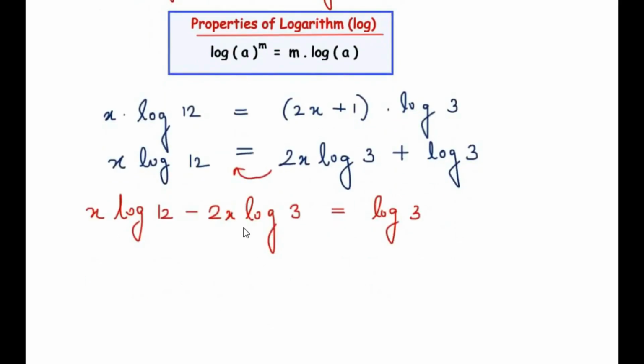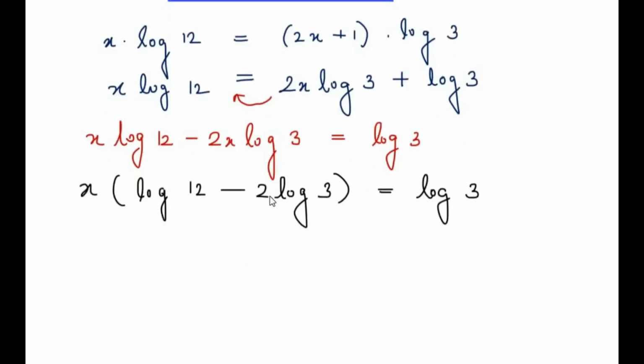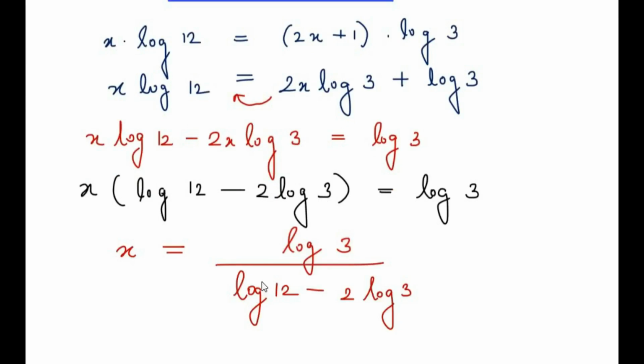Now the next step is to factorize the left hand side. We can take x as a common term out, and inside the bracket remains log 12 minus 2 log 3 is equal to log 3. Now let us bring this bracket on the right hand side. So we get x equals log 3 divided by log 12 minus 2 log 3.